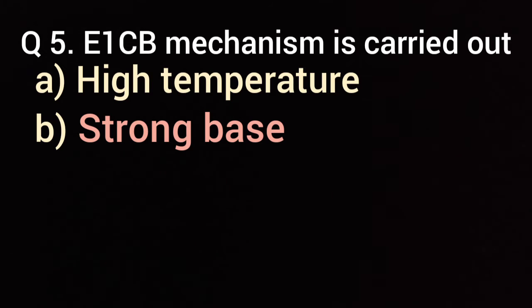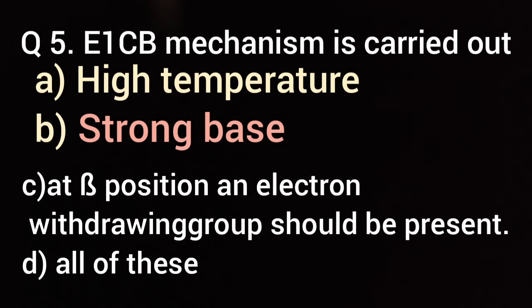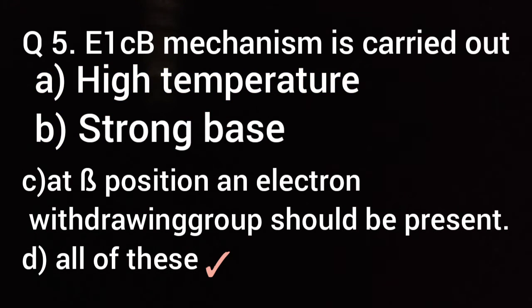Next question. E1CB mechanism is carried out. Option 1, high temperature. Option 2, in presence of a strong base. Option 3, at beta position an electron withdrawing group should be there. Here all these options are correct, so the most appropriate one is D, all of these.